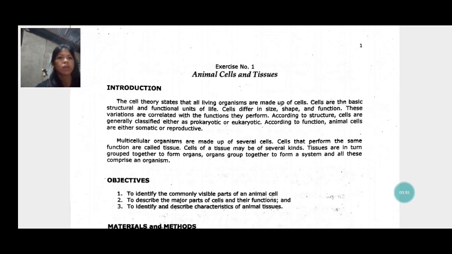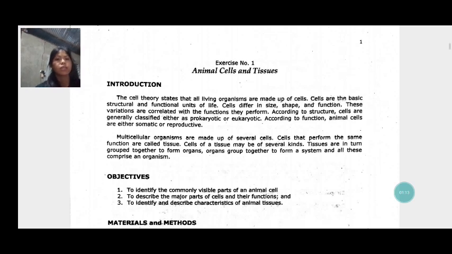Multicellular organisms are made up of several cells. Cells that perform the same function are called tissue. Cells of a tissue may be of several kinds. Tissues are in turn grouped together to form organs. Organs group together to form a system, and all these comprise an organism.